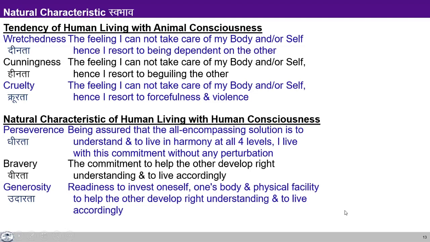There could be some people who are feeling low, wretched. And to come out of that state, they resort to beguiling the other. So one example could be, if I have a feeling that I have less than what I require, then one state could be I sit inside my house and feel depressed, right? Or one may also have very wrong thoughts. Let's say somebody has a suicidal thought or something. This is the state of wretchedness.